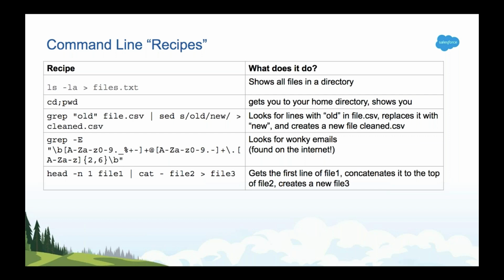Here we've put together some recipes to give you an example of what you might be able to do. The first one is to show all the files, including hidden files, in a directory, and then save that list of files to a files.txt file. The second one gets you to your home directory, and then prints out what the location is. So that's the file path. The next one looks for the word old in file.csv, replaces old with new, and then redirects those results into a new file called cleaned.csv.